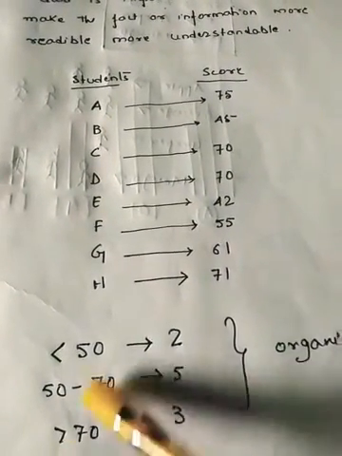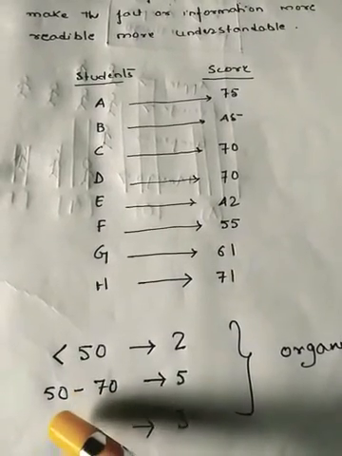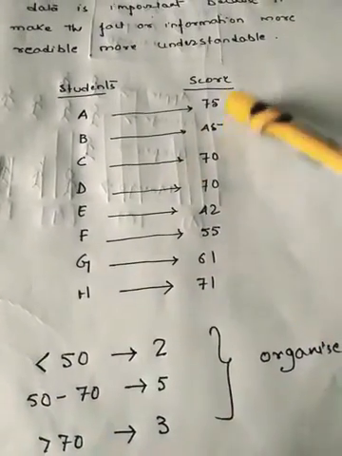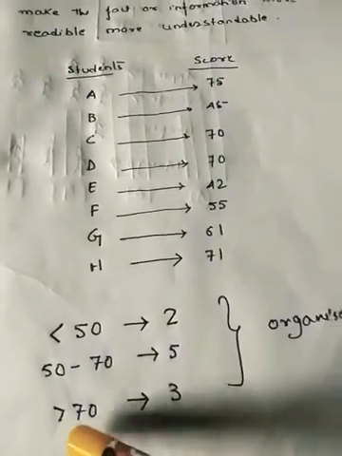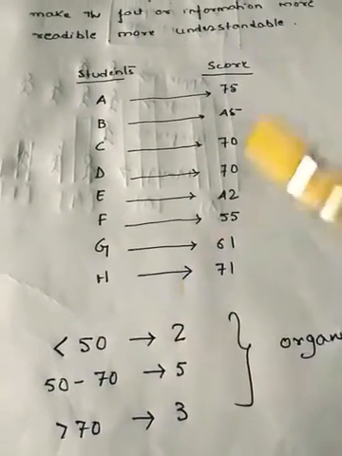If I ask in a different way, how many students have scored marks between 50 to 70, then in this case we'll say 5 students. How many students have scored more than 70 marks? Then what will the answer be? 3.